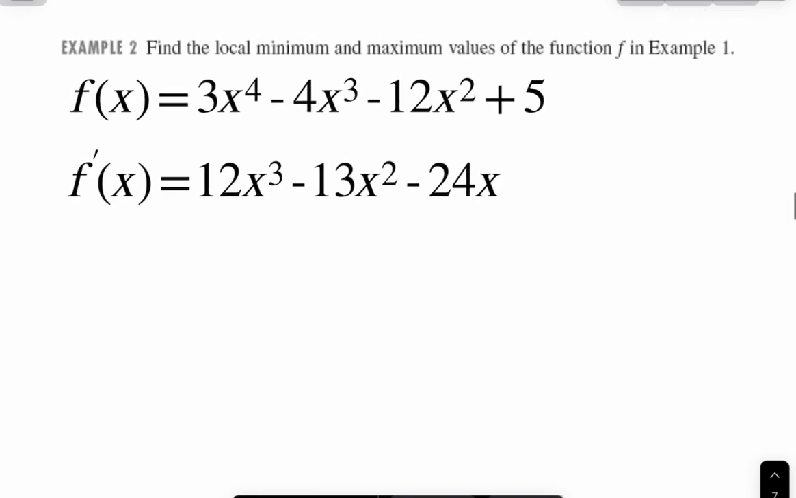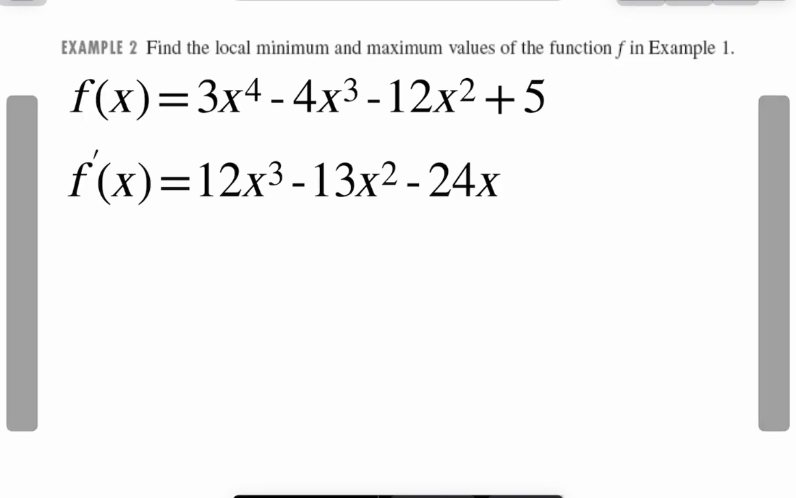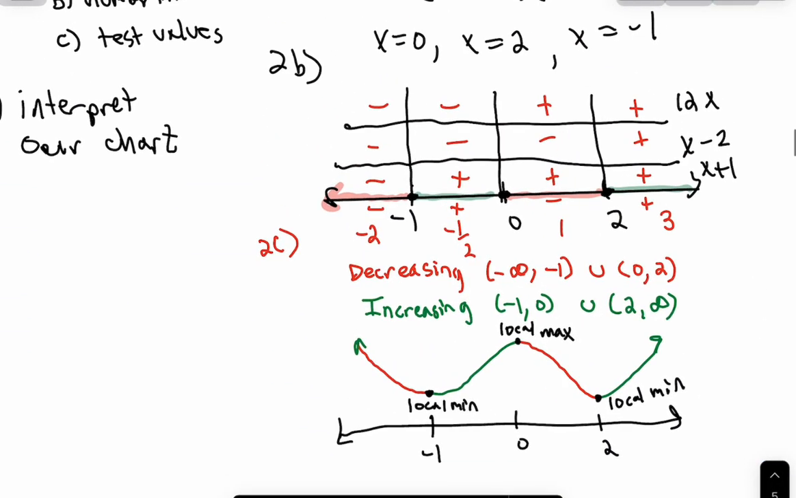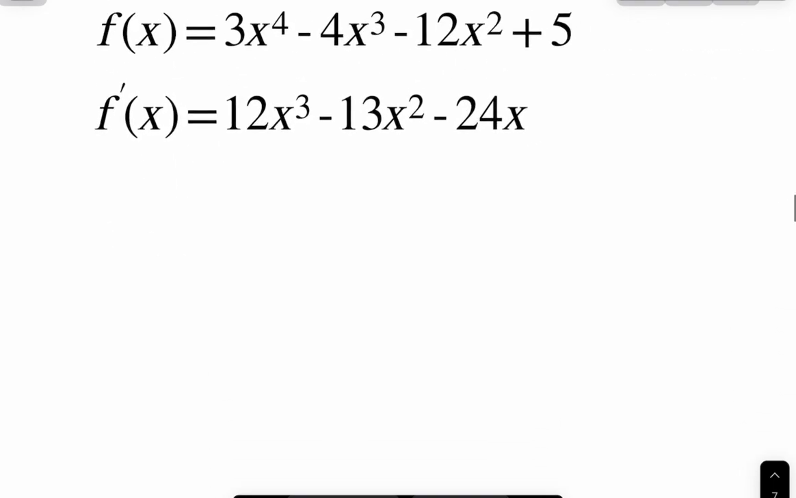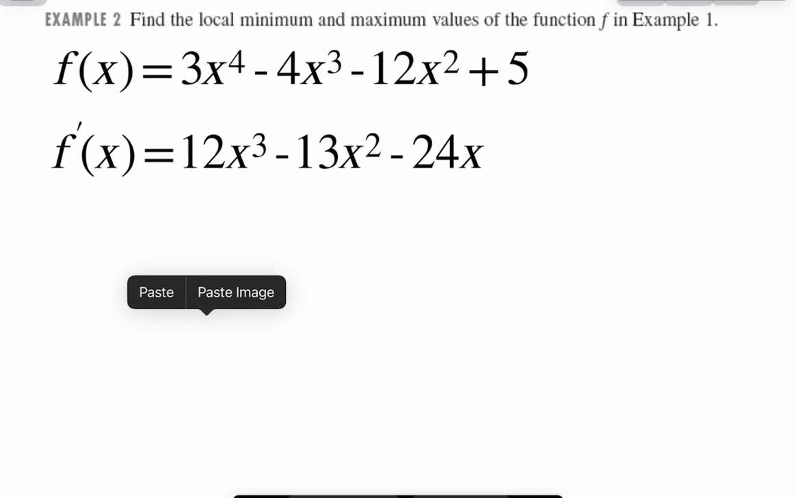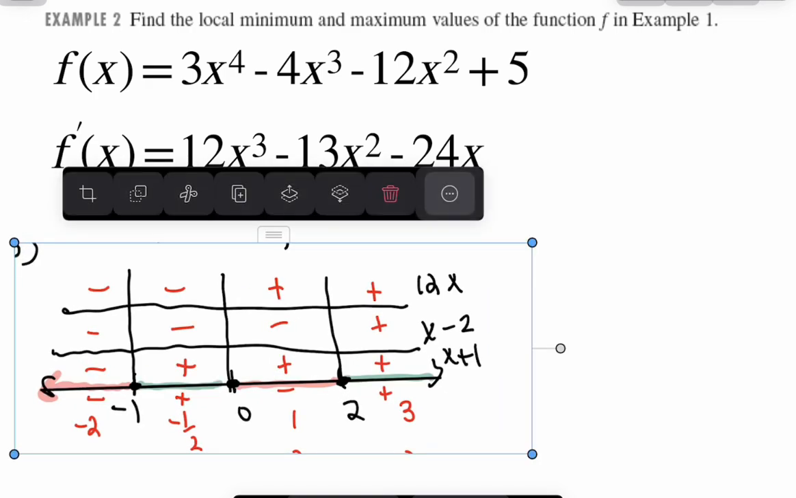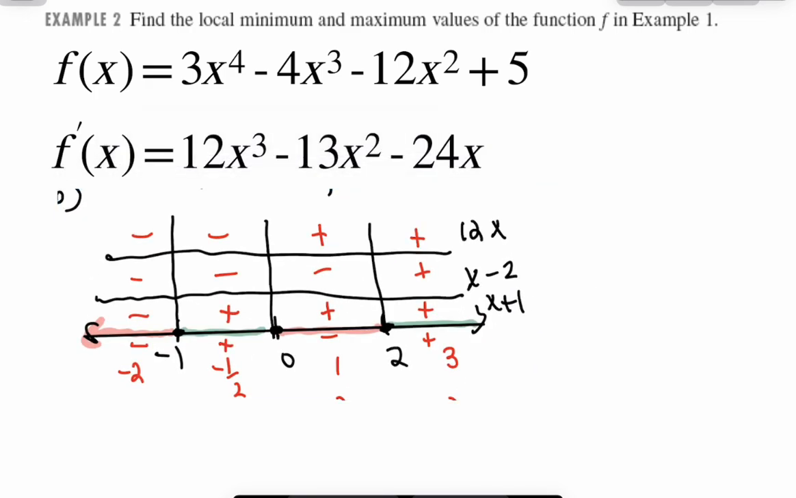So in the first example, it says find the local min and max values of your function. I'm just going to copy our plus minus chart again, so you may want to do this as well. It's exactly the same problem, same exact original function and derivative. This was our plus minus chart that went with it.